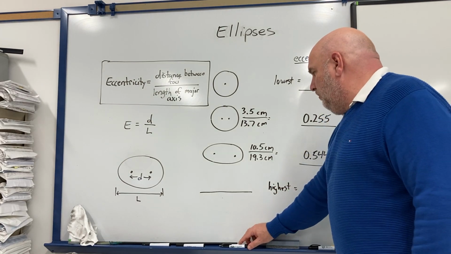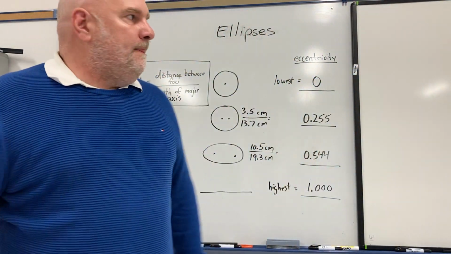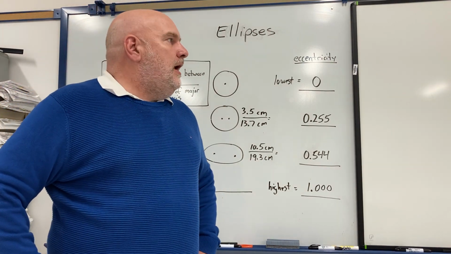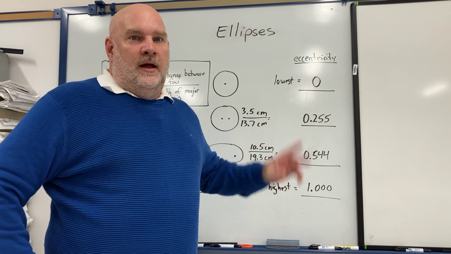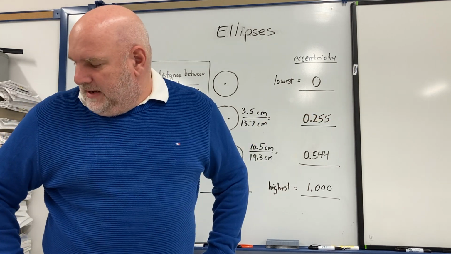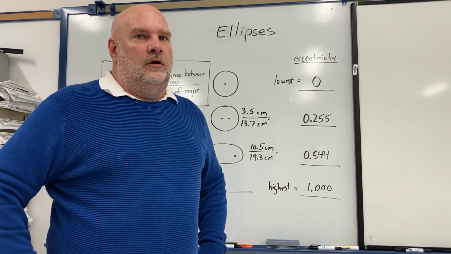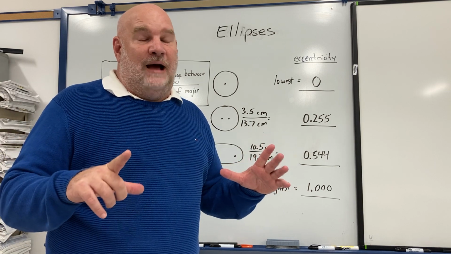All right, so today's lab, what we're going to do is construct 3 ellipses. And how it's going to work is I'm going to construct them on the projector up here. And you're going to have to make your measurements off the projector. So you're going to need a ruler to make the measurements from your computer screen or from your tablet screen.